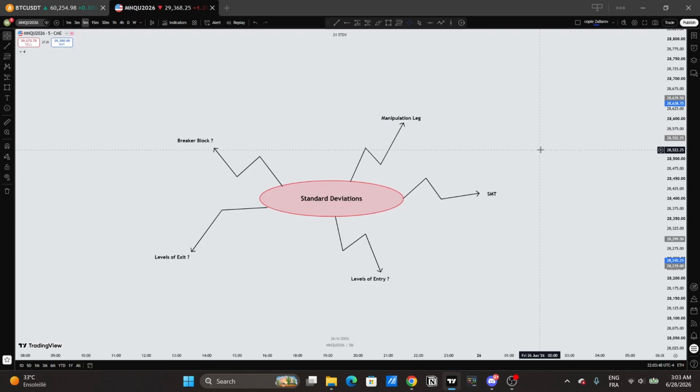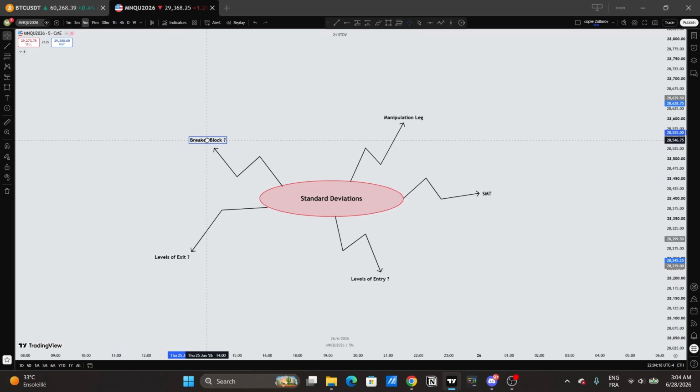So jumping directly into it, when we speak about standard deviations, there are some words and concepts related to it that we need to mention. For example, a manipulation leg. A manipulation leg is basically the leg that we mark out the standard deviations from. We have the SMT2 that I use usually with standard deviations in my personal model. We have the levels of entry and the levels of exit. How do we mark them out using standard deviations? And we have the breaker block.